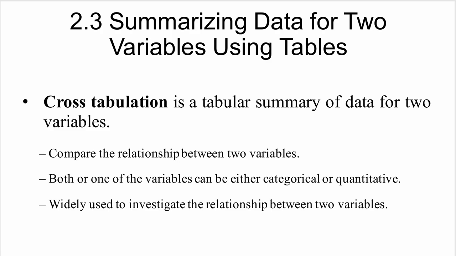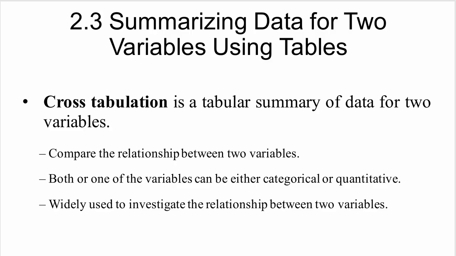Welcome to the last part of our Chapter 2 lecture video discussion. Previously, in section 2.1, we looked at how we can summarize categorical data using a frequency distribution table, bar chart, and pie chart. We also looked at how a dot plot can be used to summarize and present categorical data.